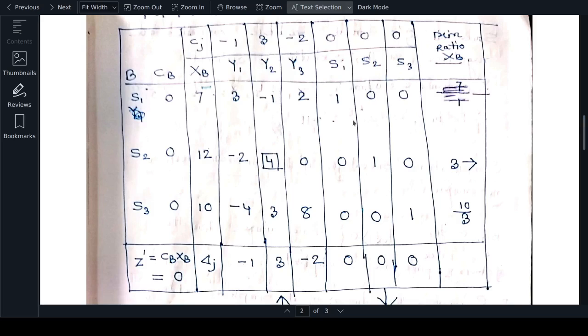3. Then delta 3 value, -2. And delta 4 value, 0. Delta 5 value, 0. Then delta 6, 0. Okay, if you have any doubt up to this, you can ask.